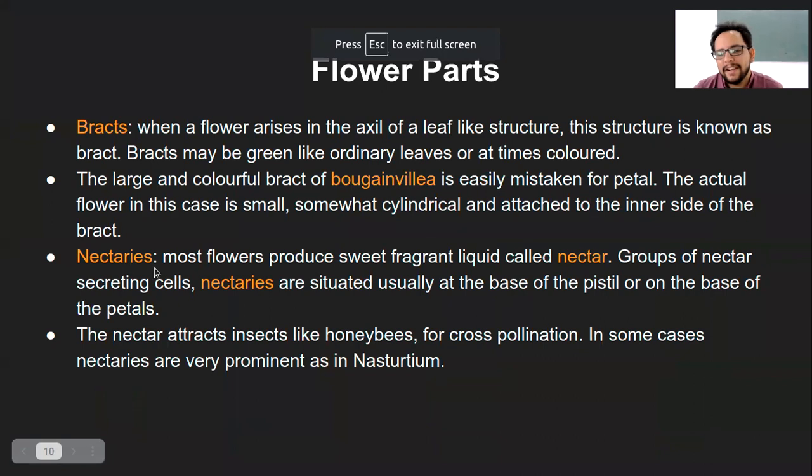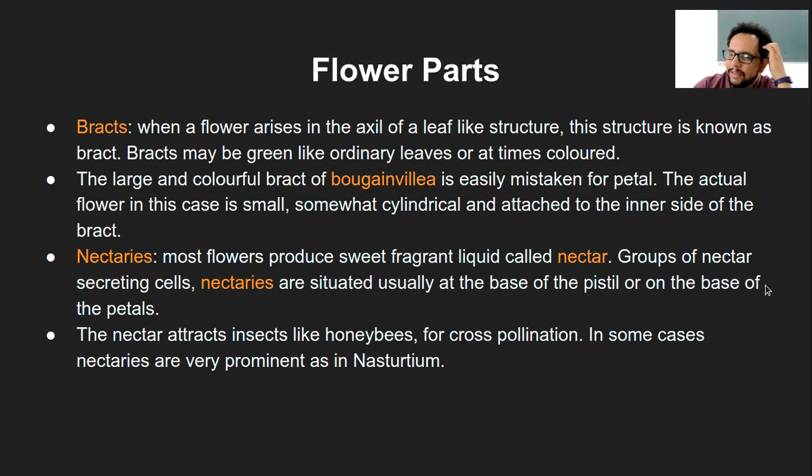Then the next one is nectaries. Now again, this you would know, most of the flowers produce a sweet fragrant liquid, and that is called nectar. And again, the purpose of having nectar is to attract insects. So the group of nectar secreting cells are called nectaries, and they are usually located at the base of the pistil, the base of the female reproductive structure, and on the base of the petals. So that is the junction of the flower, next to the receptacle or the thalamus.